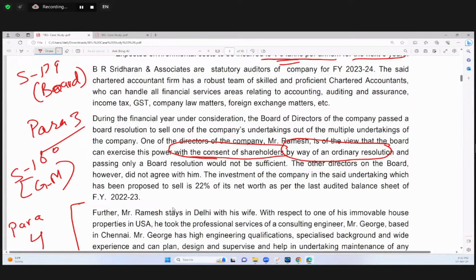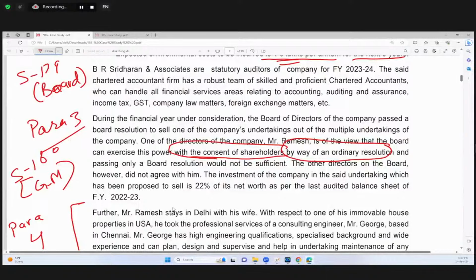I will come to special resolution also. OK, what is a special resolution? If some students have forgotten it from the intermediate examination. So what is the first power of our company? Directly, what the company can do. If the board of directors want to sell one of the undertakings, they have to go to the general meeting and pass a special resolution.